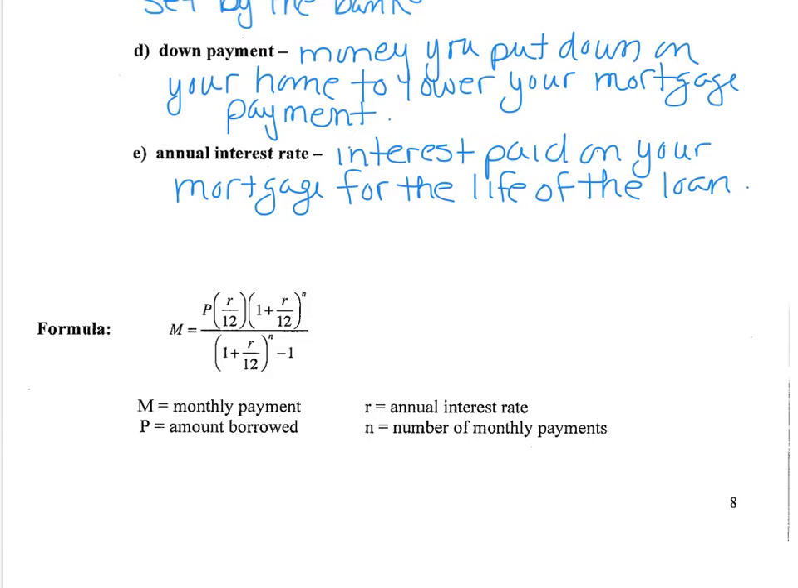Okay, let's take a look at this formula here. It's a pretty big formula, so I don't want you to get nervous about it because they're going to give it to you on the exam if they give you a mortgage question. M stands for the monthly payment. P stands for the amount you borrowed. So the amount you borrowed, so that would be the amount after you take off your down payment. R is your annual interest rate, whether it's 5%, 9%, whatever the rate is. And N is the number of monthly payments.